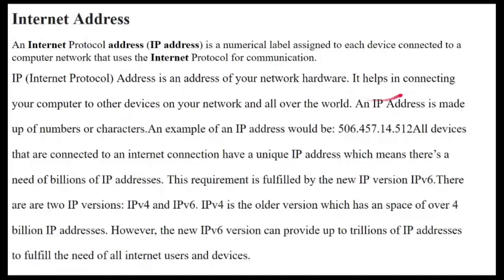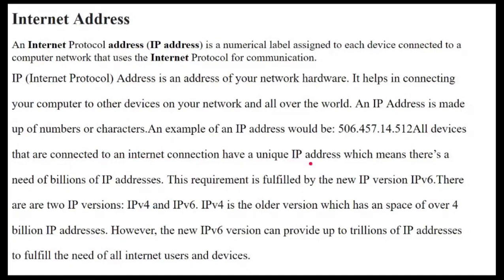You can see the example over here is 506.457.14.512. So what will happen over here? In this address, whatever we are working on and whatever information we want to share, the data that we are going to send or receive is sent and received by this address only. So all the devices that are connected to an internet connection have a unique IP address.